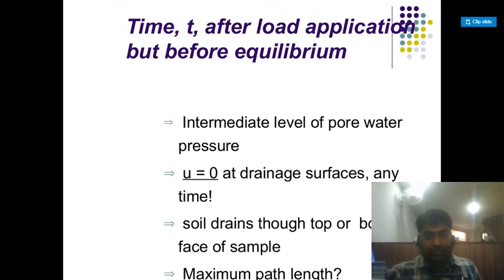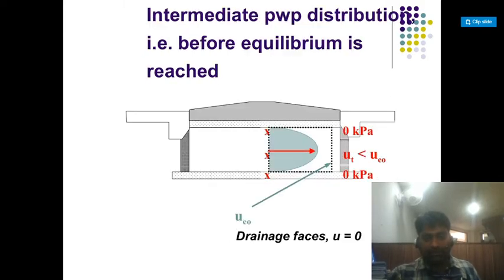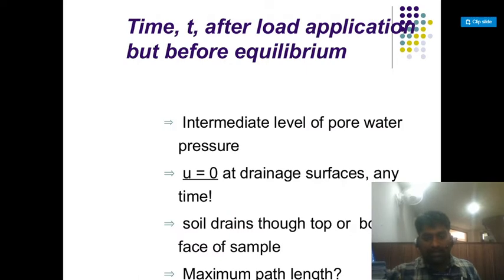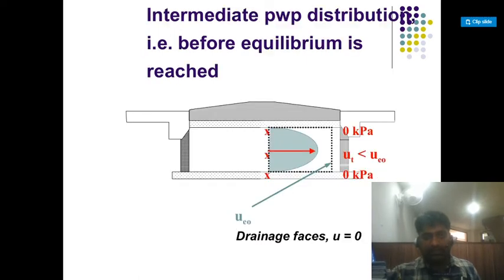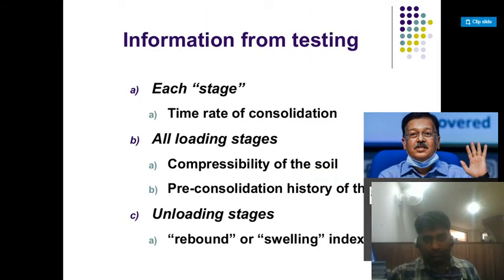Time t after the load application but before equilibrium, there is an intermediate level of pore water pressure. u is equal to 0 at the drainage surface. Anytime soil drains through the top or bottom face of the sample, there is a maximum path length. Intermediate pore water pressure distribution, that is before equilibrium is reached. Information from testing.